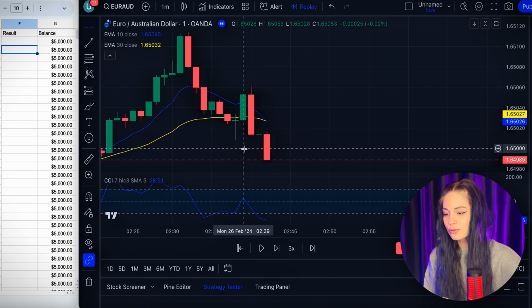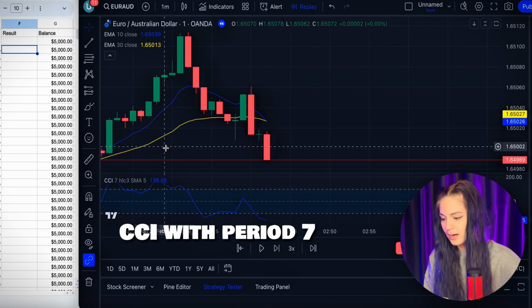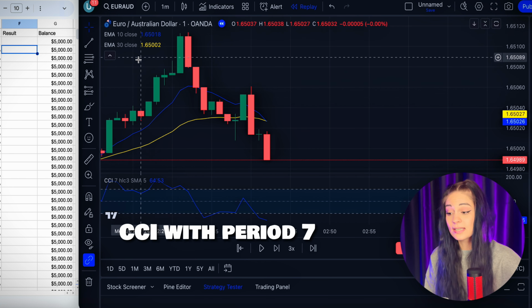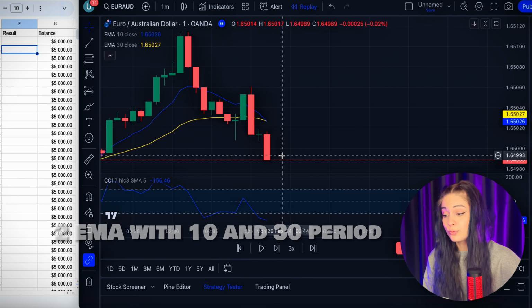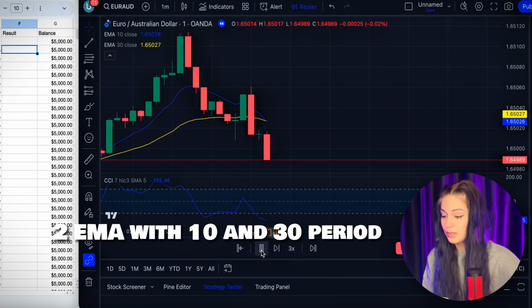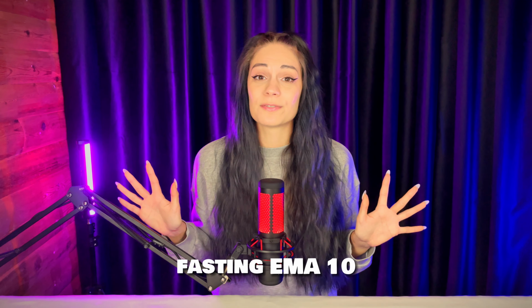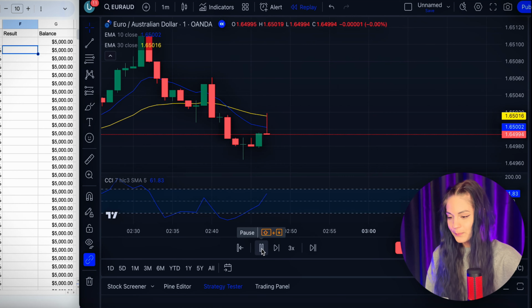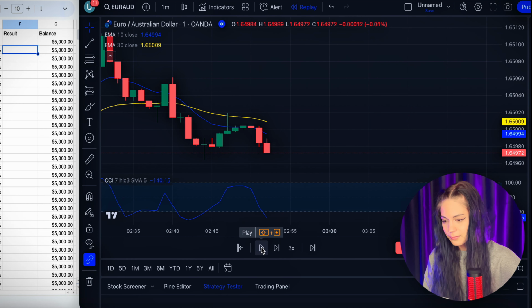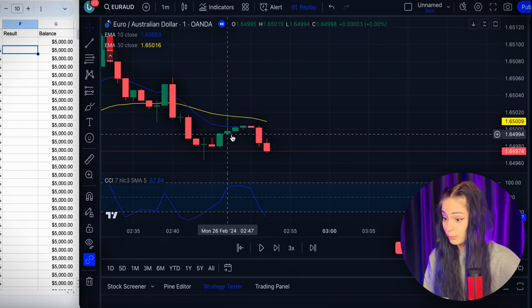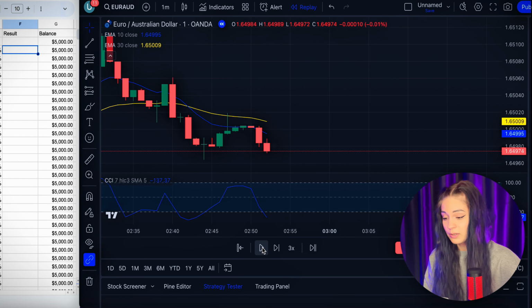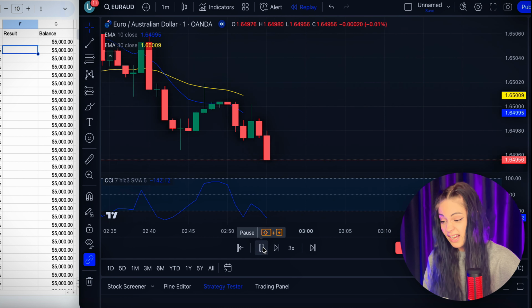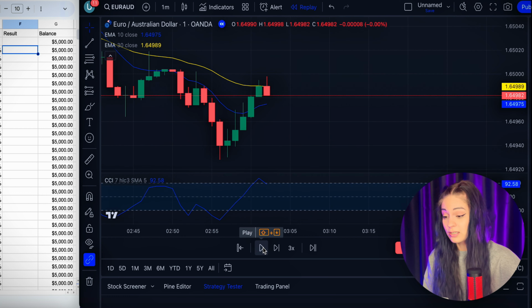Okay, so in TradingView for backtesting, we are using CCI with period 7 and 2 EMAs with 10 and 30 period. The only thing is I decided to change the colors anyways. The fast EMA with the period of 10 is blue, and the slow one with the period of 30 is yellow. So let's start and see if we can find the first entry point, and we almost found it, but CCI, it's not at the right place. So let's continue.